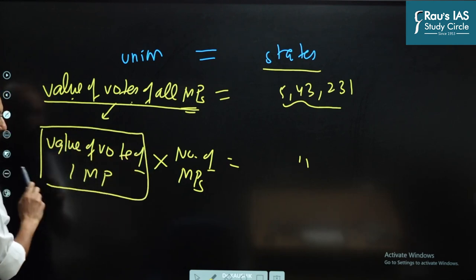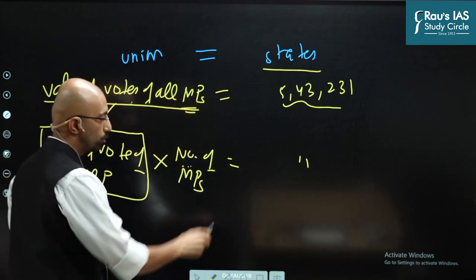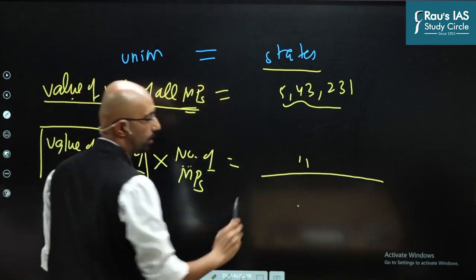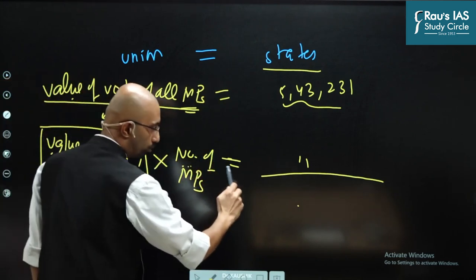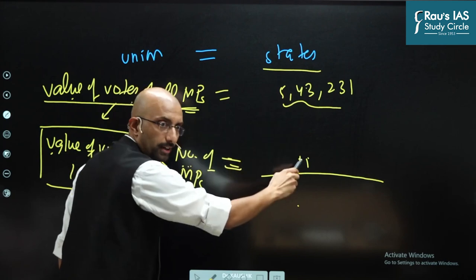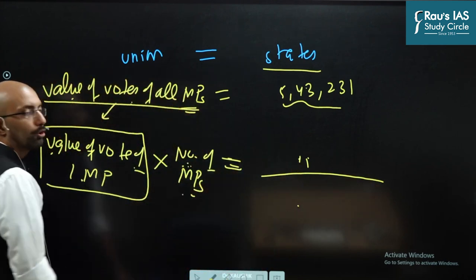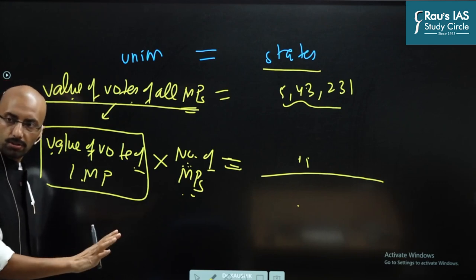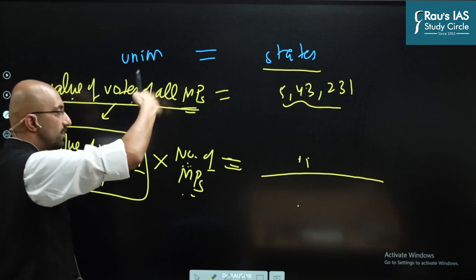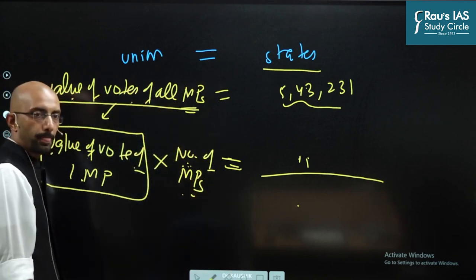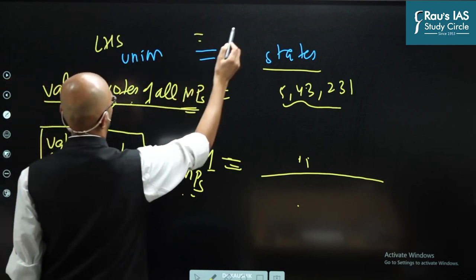So now I want to find this formula. So what should I do? Take this where? In the denominator. So this goes to the denominator. So what does the formula become? Value of vote of one MP is equal to value of votes of all MLAs divided by number of elected MPs. And this is given in the constitution. Simple formula derivation. Even if you forget in the exam, if you remember the logic, you can still derive it yourself. Just remember, we have to equate LHS with RHS.